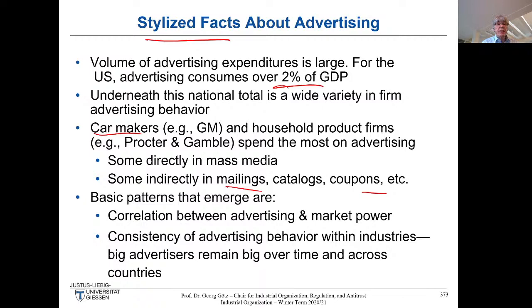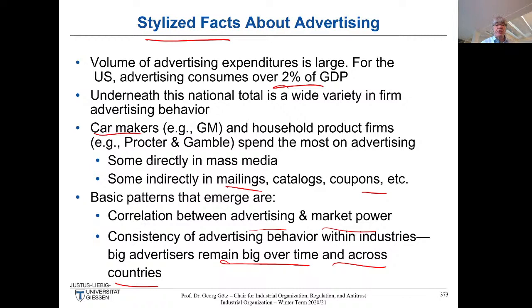And there is some basic pattern, at least according to Pep Richards Norman and also what Bagwell finds. There is a correlation between advertising and market power. Typically, industries with more market power will show more advertisement. And there is some consistency of advertising behavior within industries. Big advertisers remain big over time and across countries. So this is, in a sense, a cross-sectional story.